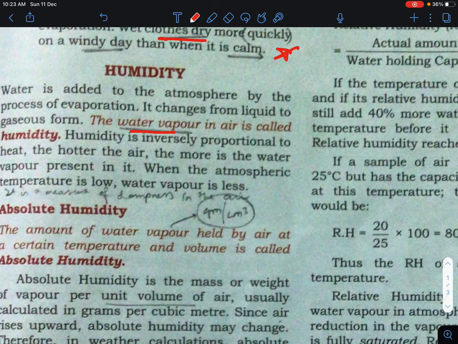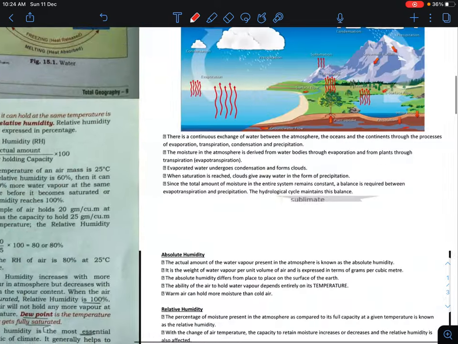Now we will study that humidity is inversely proportional to heat, and the hotter the air, the more water vapor can be present in it. This is a very good concept. We are talking about how humidity is inversely proportional to heat. So let's understand that from the diagram.